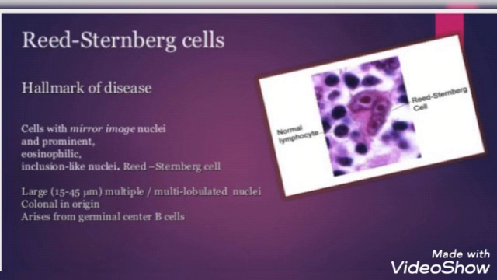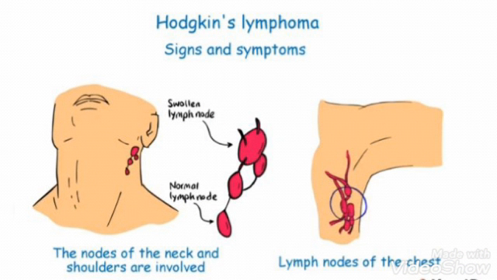So these Reed-Sternberg cells are the hallmark of the disease. They are cells with mirror-image nuclei and prominent eosinophilic inclusion-like nucleoli. These are large multilobulated nuclei, clonal in origin.